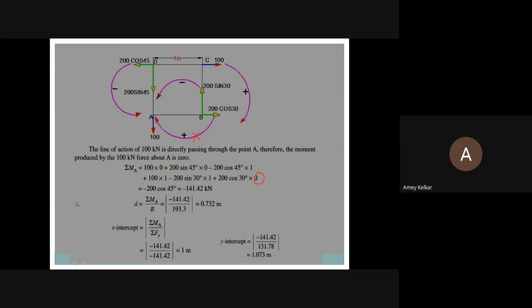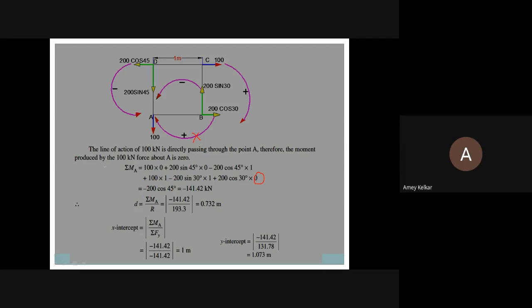Because this force is horizontal. Is there any vertical distance between point B and point A? No, because both points are lying on the same line. So there is no vertical distance. So this is 0. If you mark it and take it as 0, it will be okay, not an issue. But better is not to mark it at all.